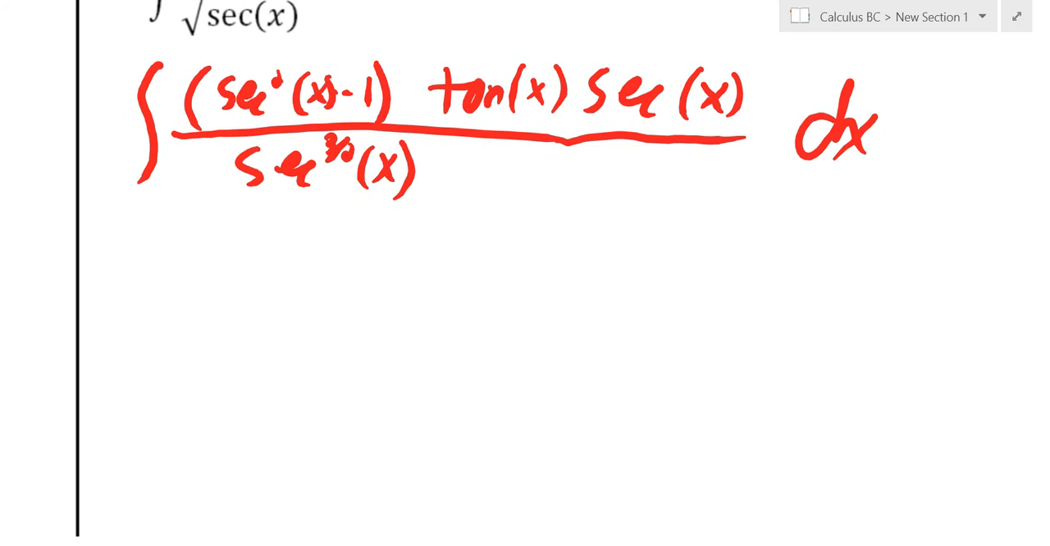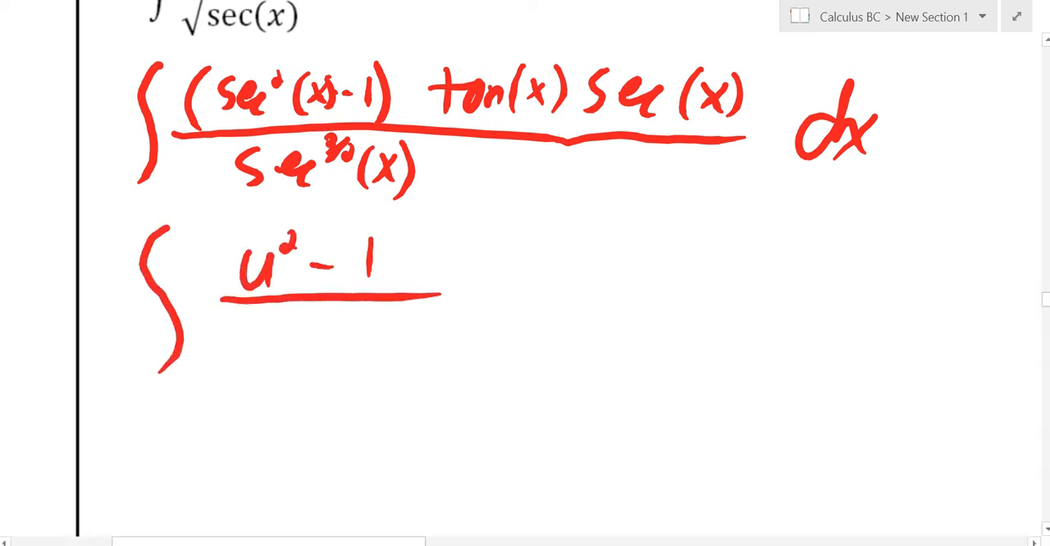Okay, good. U is going to be secant, du is secant tangent then. And this just boils down to something we can handle really easily. That's u squared minus 1 over u to the 3/2 du. Cool? You like that? It's like magic.